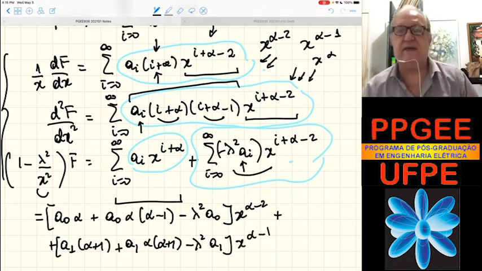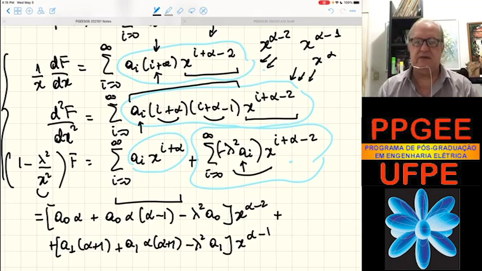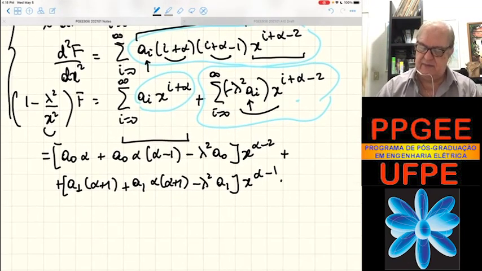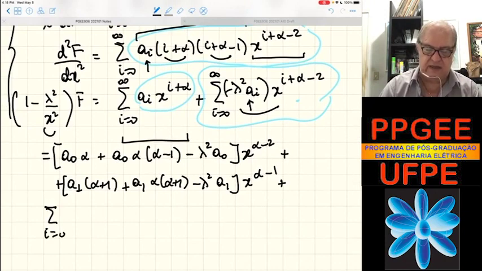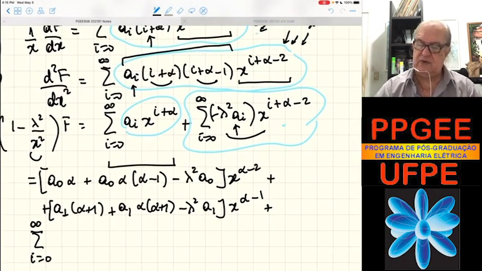Then after that, we can join all the series together, okay? So after this, we're going to have plus the sum. I'm going to rewrite the index, i equals 0 to infinity. What I'm going to do is to say that i minus 2 equals i now.